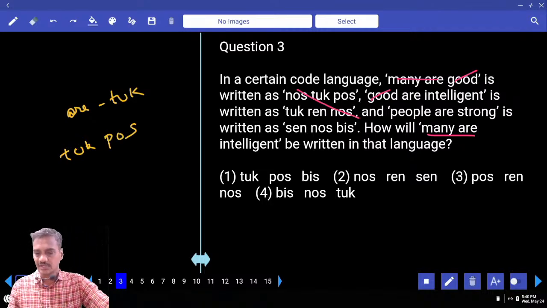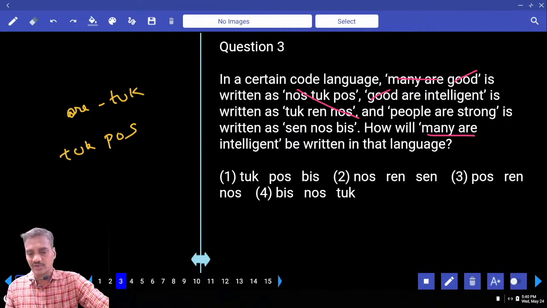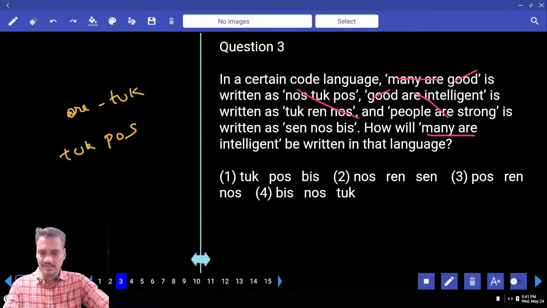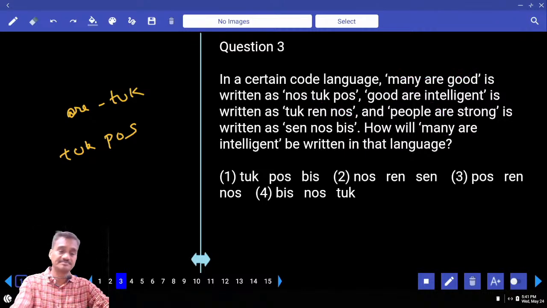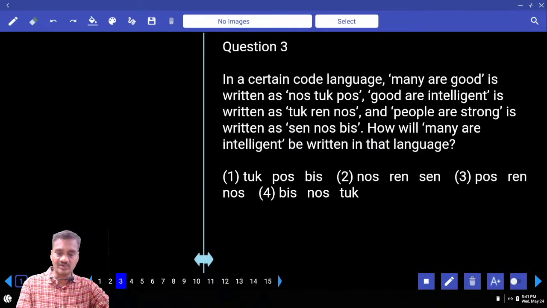Then next one, now we are left with intelligent. Good are, and R is the word that is common. And what is the code that is common between these two? SCN and BAS. Now people are strong and good are intelligent. Now in this one, tell me what is the code that is common here? R is common.